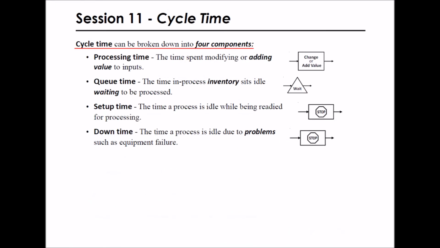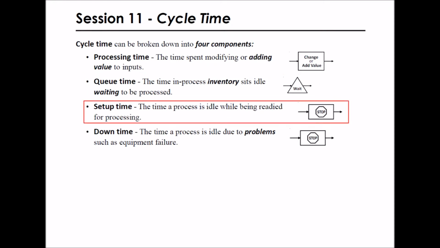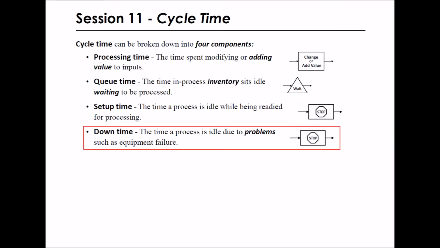Cycle time can be broken down into 4 components: processing time, queue time, setup time, and downtime. Processing time is the time spent modifying or adding value to inputs. Queue time is the time in-process inventory sits idle waiting to be processed. Setup time is the time a process is idle while being readied for processing. Downtime is the time a process is idle due to problems such as equipment failures.